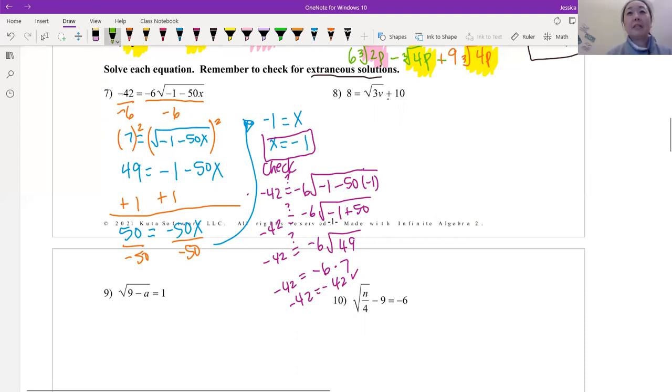First step, got to get rid of this 10. So subtract 10 on both sides, so that when I square the square root, I'm not going to have craziness going on. So this will be -2 is equal to the square root of 3v. How do we get rid of that square root? By squaring it. So we're going to square both sides.